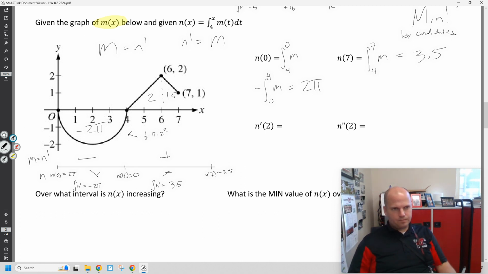You could do this if you want to. Okay, n prime equals m. It's always good to not always do the same thing, but to double check. Next lesson, it's going to be a little bit more difficult.